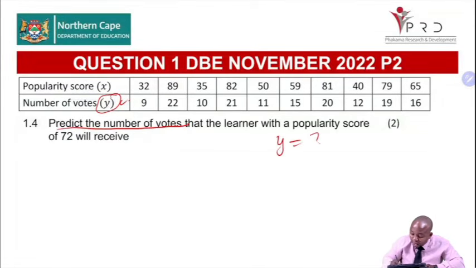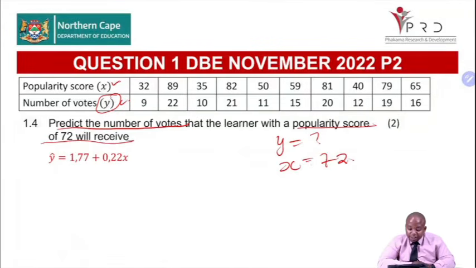So we know that Y is going to be unknown. The learner with the popularity score, so we are given the popularity score of 72. Our popularity score, we can see, is represented by X in this case. So our X is going to be 72. From my least squares regression line, I'm looking for Y. I'm going to substitute X with 72.